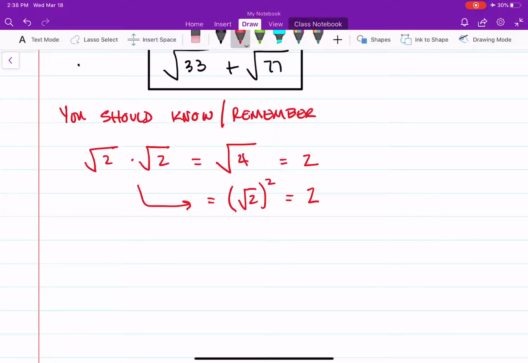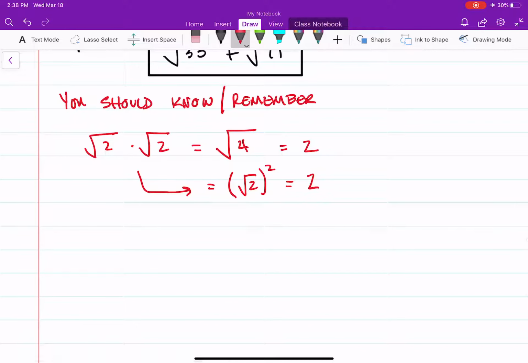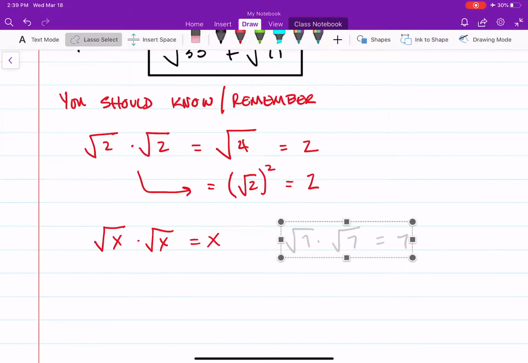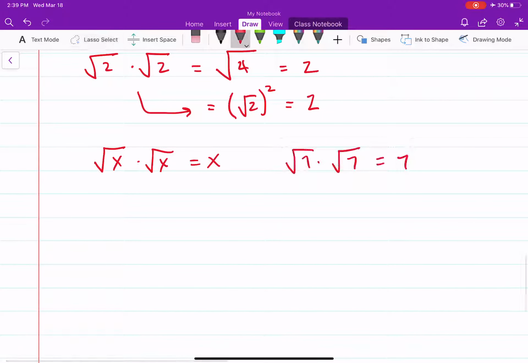So just understand that. In case you see something like square root of x times square root of x, well, that's just x. Square root of 7 times square root of 7, well, that's just equal to 7, okay? It's something that you want to remember. It makes things very easy.